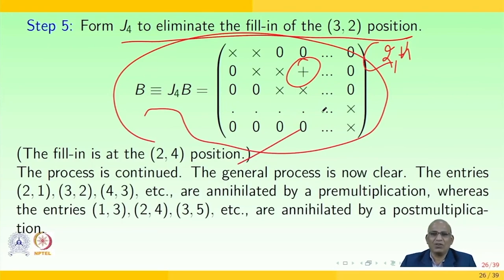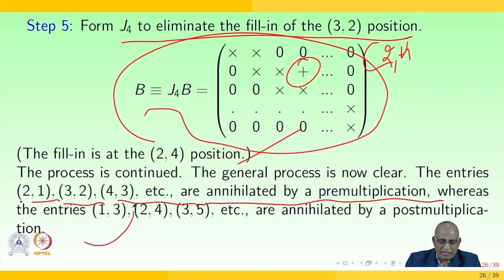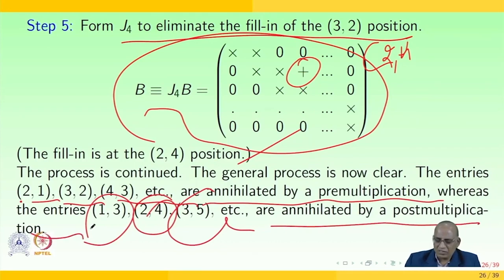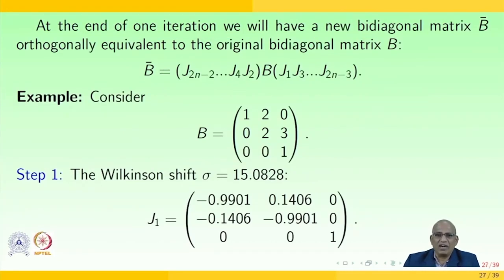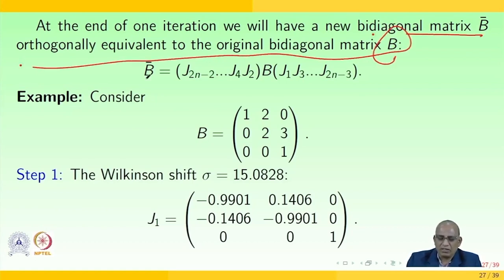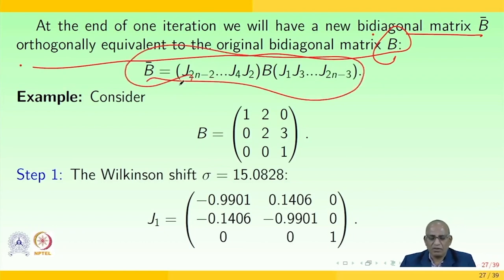The process is continued. The general process is now clear. The entries 2,1, 3,2, 4,3, etc. are eliminated by a pre-multiplication, whereas the entries 1,3, 2,4, 3,5, etc. are eliminated by a post-multiplication. So at the end of one iteration, we will have a new bidiagonal matrix B bar, orthogonally equivalent to the original bidiagonal matrix B. B bar is J2n minus 2, etc., J4, J2, B, times J1, J3, etc., J2n minus 1.